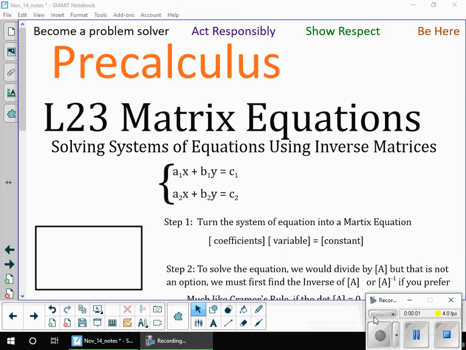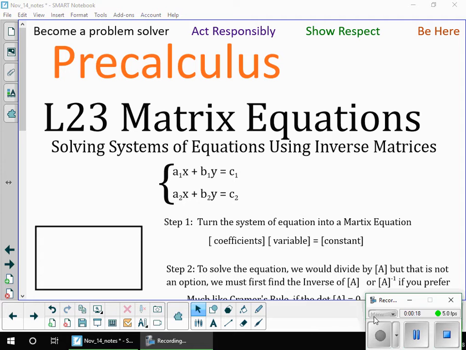Okay, so lesson 23, matrix equations. Solving systems of equations using what we call inverse matrices. Cramer's rule helped us go through, and we can do it through determinants. It works pretty well, but it had a limitation when that determinant was 0. We couldn't do it that way. Here we have another way to do it.